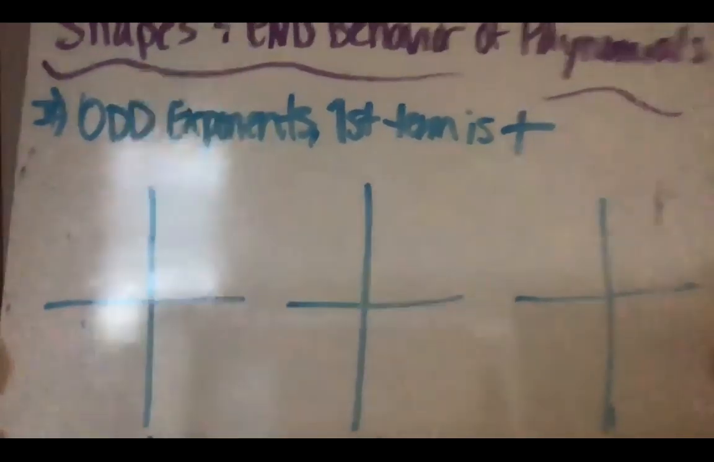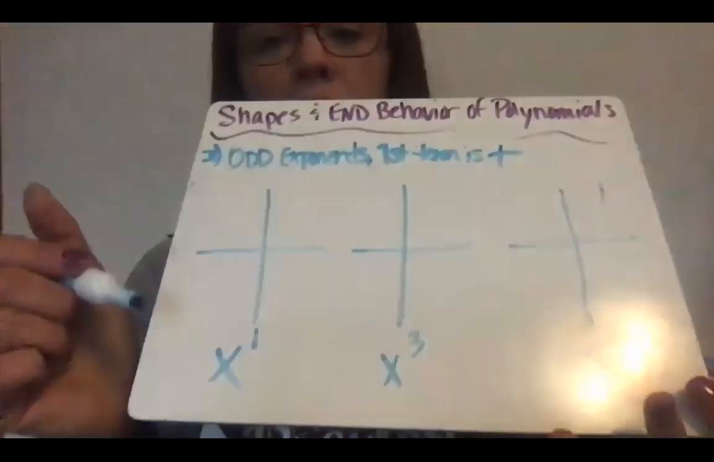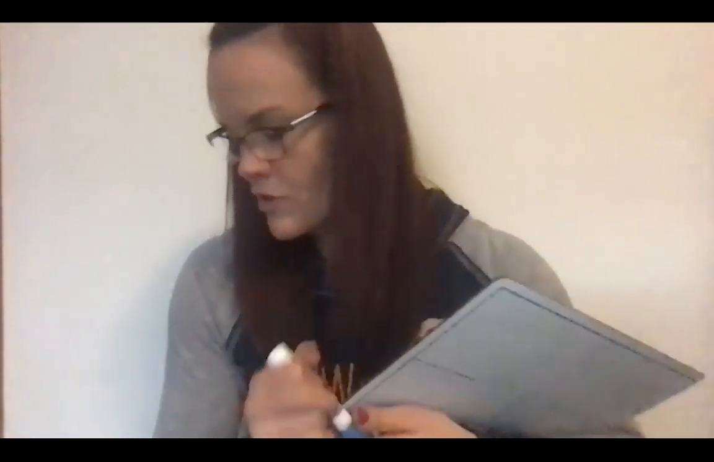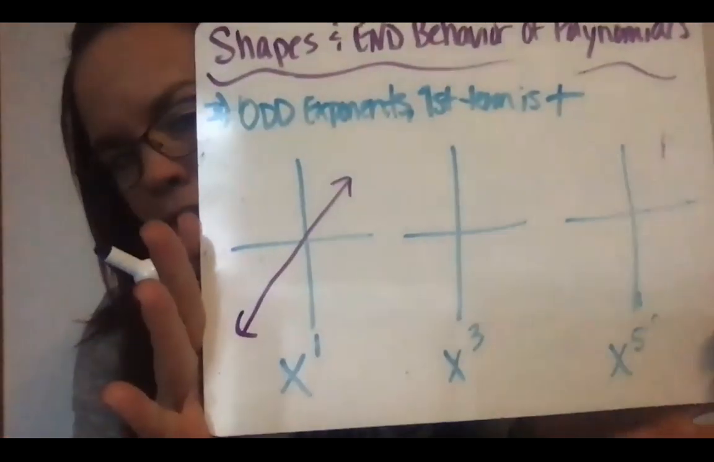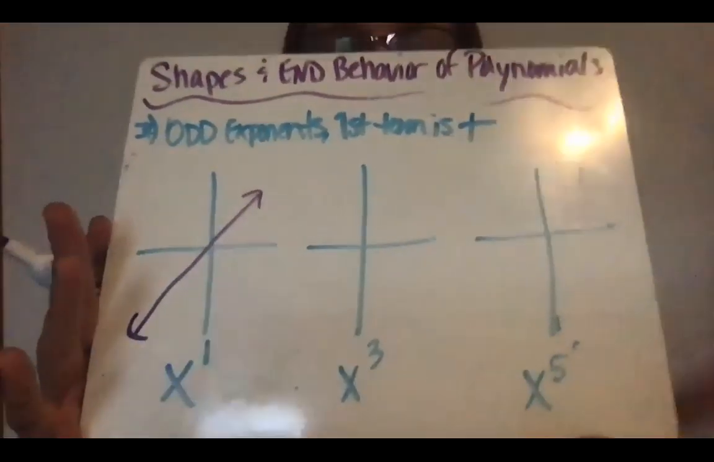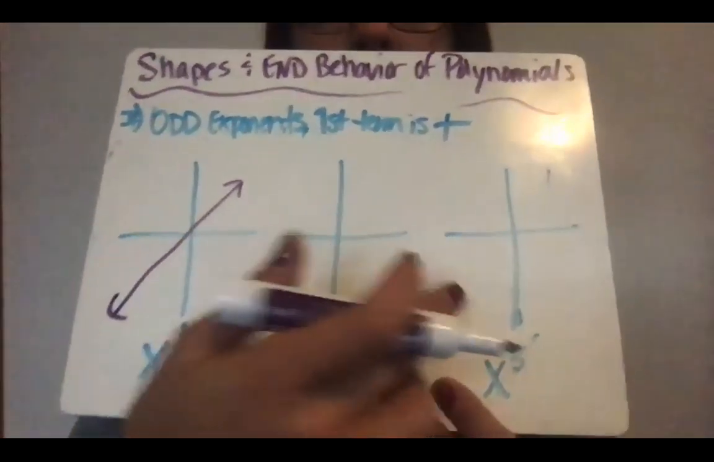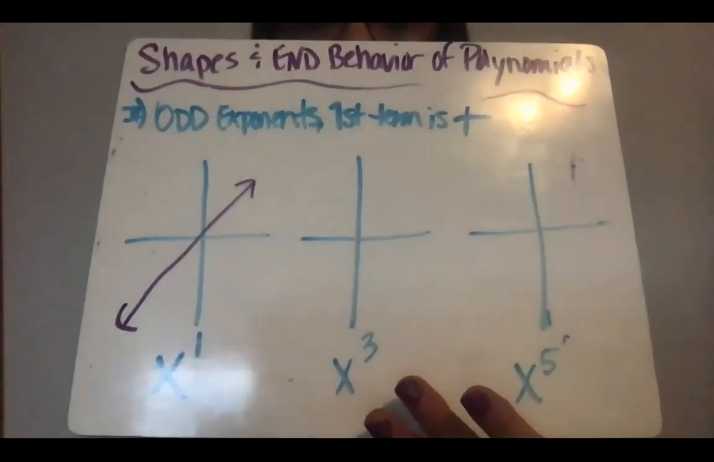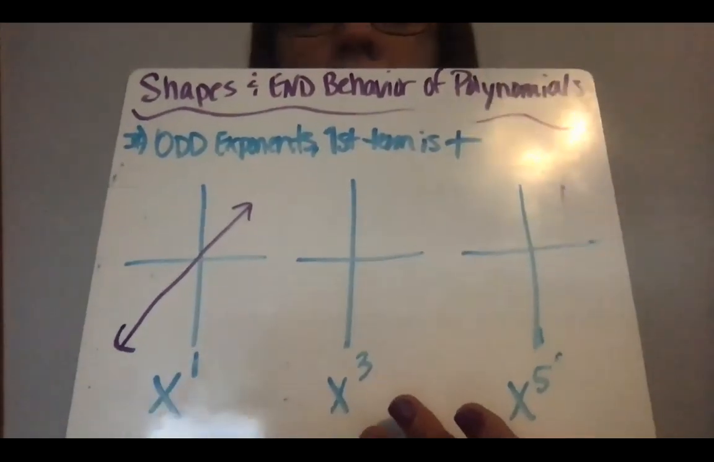Now, hopefully you remember that x to the first is your plain old good old-fashioned linear equation. So just a line. We're going to go ahead and draw that in because we know what a line looks like. Doesn't matter if you want to draw it through the center, that's fine. Okay, let's take a look at what x to the third and x to the fifth are going to look like. Now, x to the third is going to be a really big focus for us in this unit. But let's take a look.